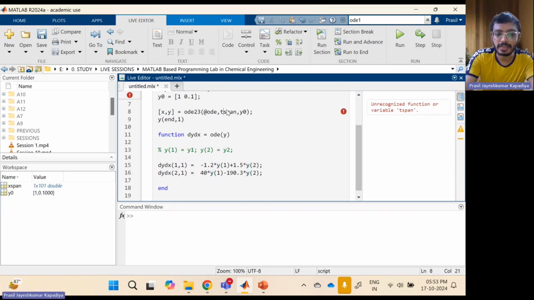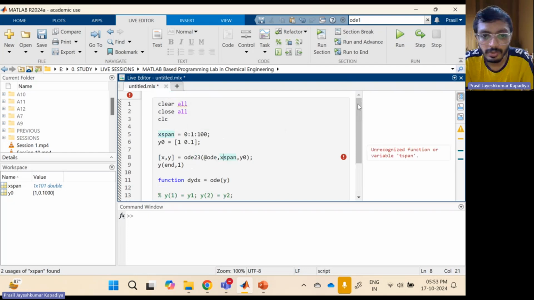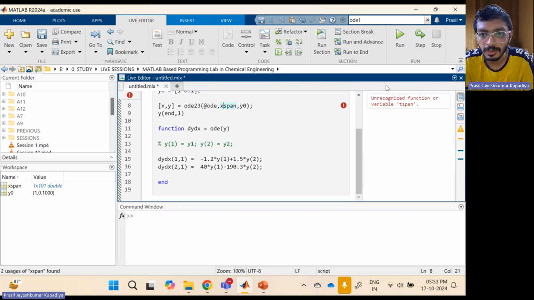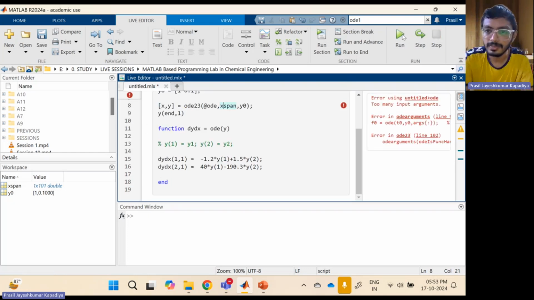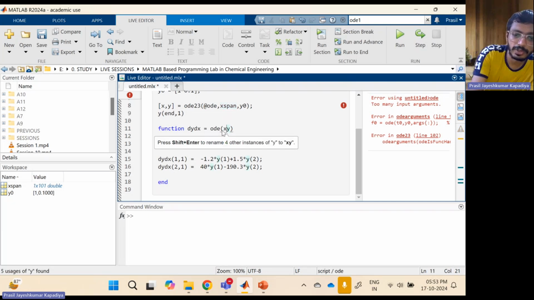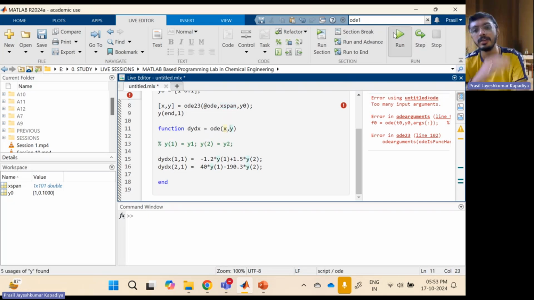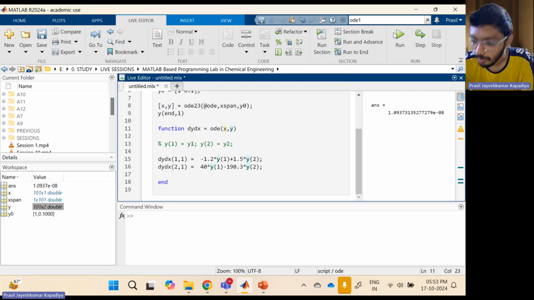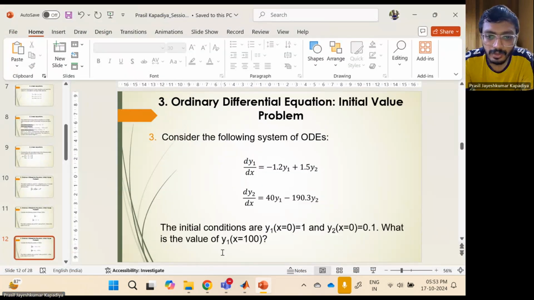Yeah, okay, it should be here x span, not t span, because here we have defined it as x span, not t span. So if I run this, yeah, it won't work. Here it should be x comma y. Both variables are required, dependent and independent. Okay, so the answer that I am getting is 1.0937 into 10 raised to minus 8. That is nothing but a 0. Okay, so this is how we can solve ordinary differential equations.